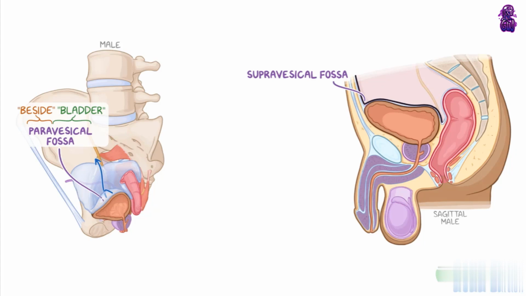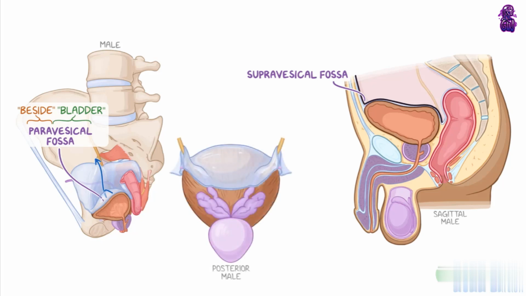The peritoneum continues posteriorly to cover the posterior wall of the urinary bladder. Here, the peritoneum crosses the distal parts of the ureters and the ductus deferens on each side, creating paired peritoneal folds called the ureteric folds.